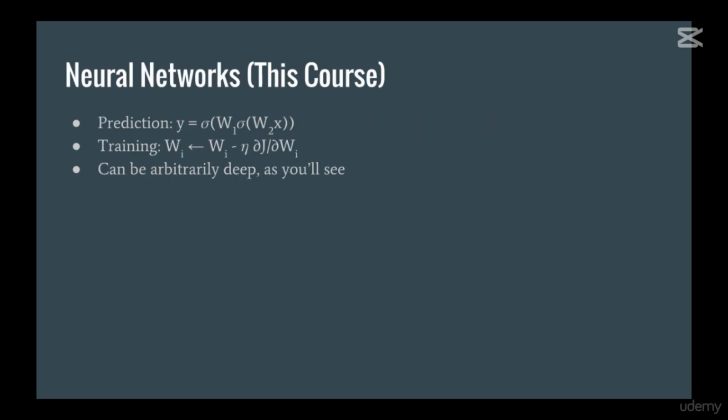Now let's look at neural networks, which is what you'll learn about in this course. How do we do prediction? It's the same thing with just one extra step. Actually, it just looks like two logistic regressions in a row. How do we train? Same thing as before. Take the derivative and move in that direction. Keep in mind that we can make our network arbitrarily deep, so you could have W1, W2, W3, and so on. You'll see how we can incorporate any number of weights in this class.